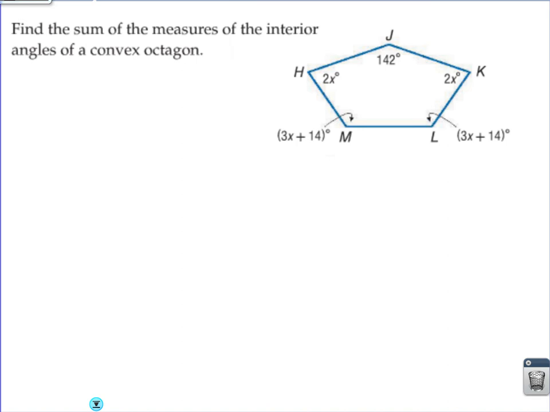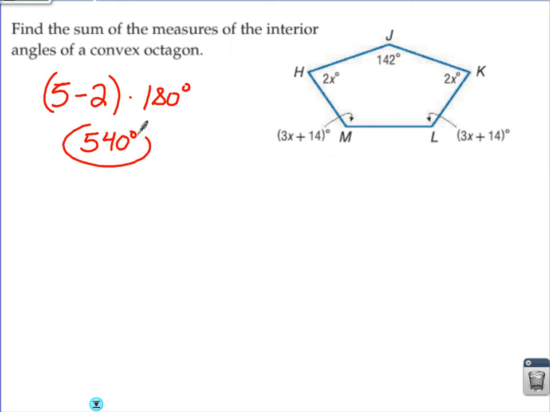5 sides. Matt, carry me through the process. Since it has 5 sides, how am I going to find out how many triangles it'll have? Minus 2. And if it has 5 sides, that means it's going to have 3 triangles. And I'm going to take those 3 triangles, and each of them are worth 180 degrees. So somebody tell me how many total? 540. So all of these angles have to add up to 540 since there's 5 of them.